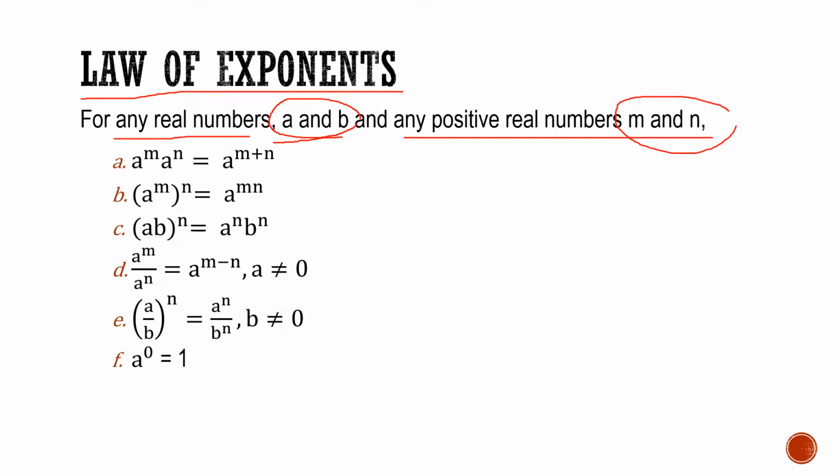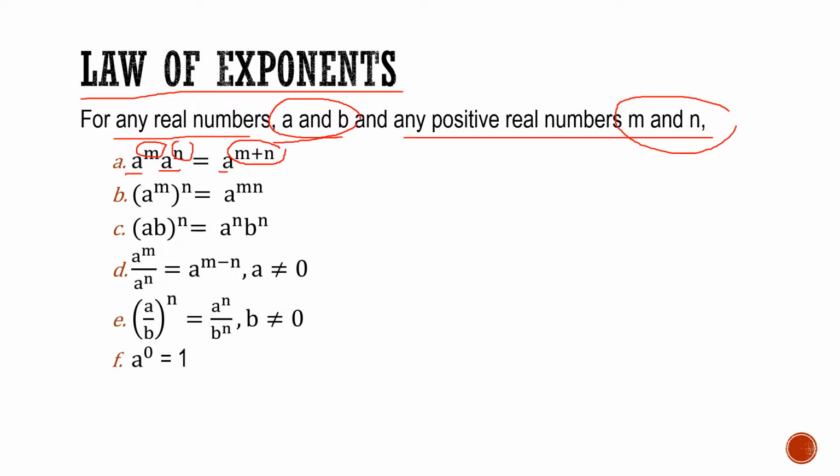For your first law, if there are two bases with different exponents, and the operation between your two bases is multiplication, then we copy your base and simply add your two exponents, m plus n. So that will be your first law, as long as we have the same bases.